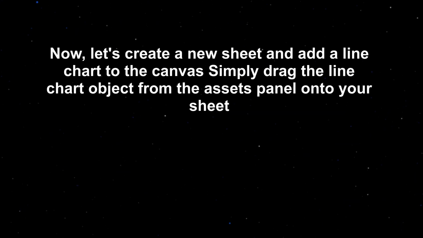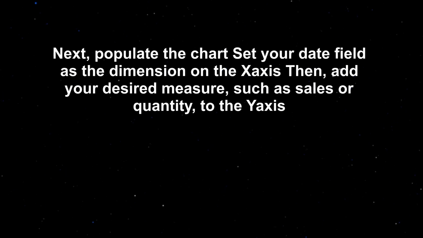Now, let's create a new sheet and add a line chart to the canvas. Simply drag the line chart object from the Assets panel onto your sheet. Next, populate the chart. Set your date field as the dimension on the x-axis, then add your desired measure, such as sales or quantity, to the y-axis.